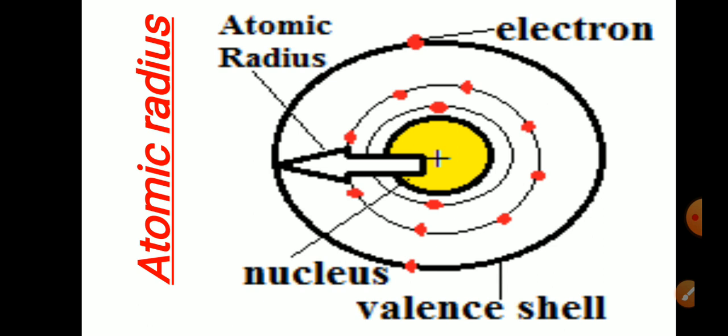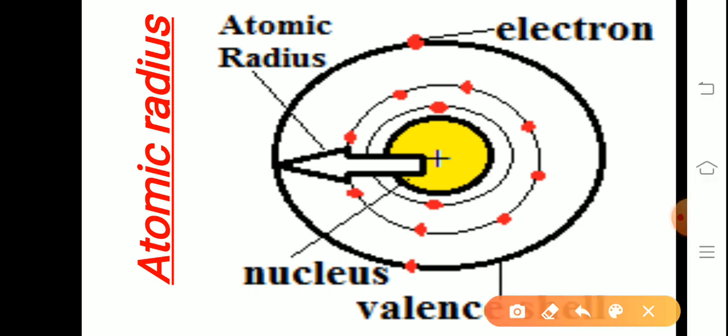Here you are looking at a diagram showing the structure of an atom. The yellow part is known as the nucleus, and these are the inner shells. This is the valence shell, or outermost shell, or the last shell. Here the red dots are electrons in each shell revolving around the nucleus.